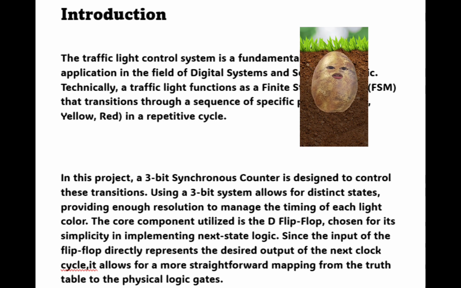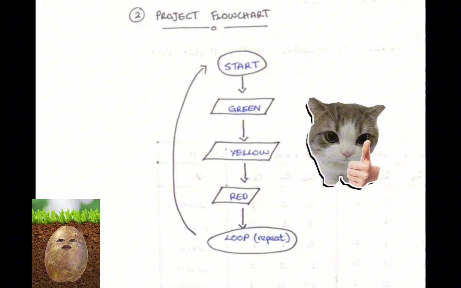The core component utilized is the D flip-flop, chosen for its simplicity in implementing next state logic. Since the input of the flip-flop directly represents the desired output of the next clock cycle, it allows for more straightforward mapping from the truth table to the physical logic gates. First, this is the flowchart of the traffic light system.